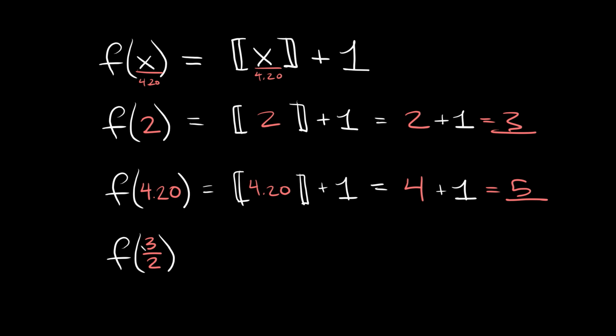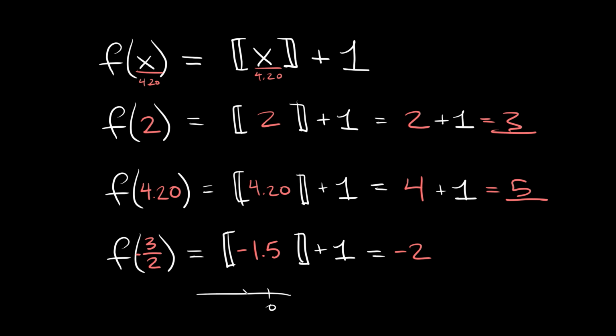Now lastly, let's do 3 halves. And instead of just positive 3 halves, let's say this is negative 3 halves. So let's plug in negative 3 halves into our function up here. f of negative 3 halves is going to be equal to our cool brackets of negative 3 halves, which, by the way, if you turn that into a decimal, is the same thing as negative 1.5. And then again, we have our plus 1 right there. So this is going to be equal to, well, rounding negative 1.5 down to the nearest whole number would be negative 2. And if that doesn't make sense, let's just draw a little number line here really quick.